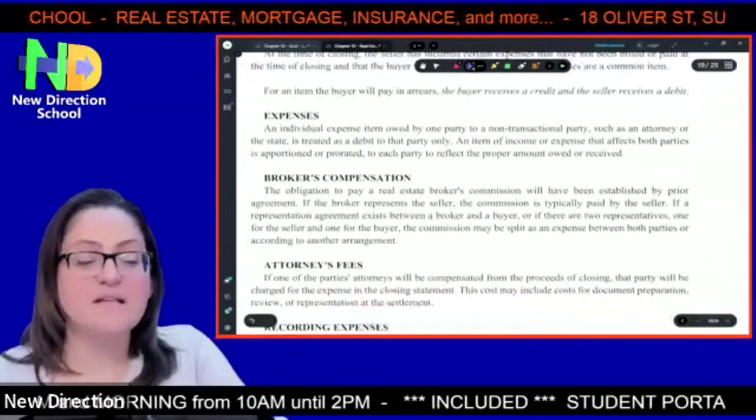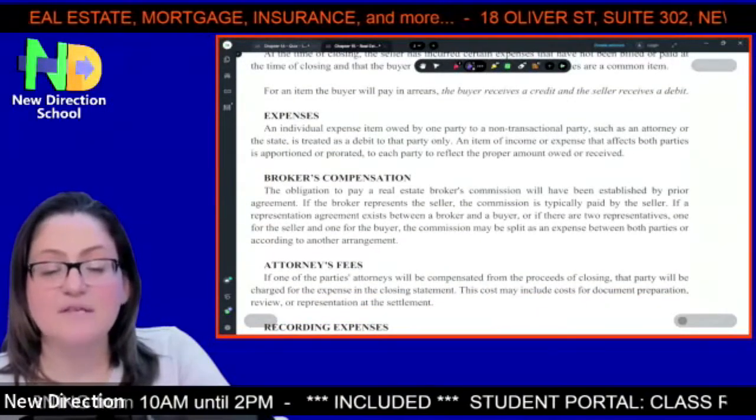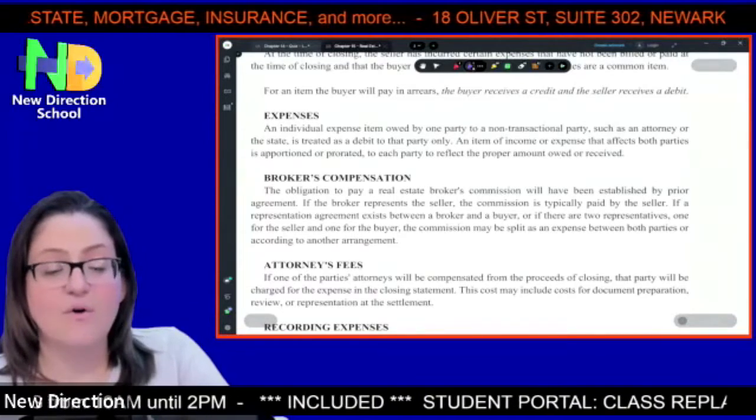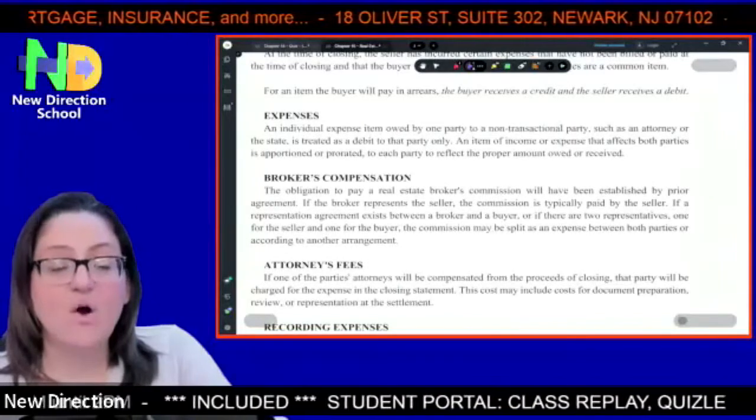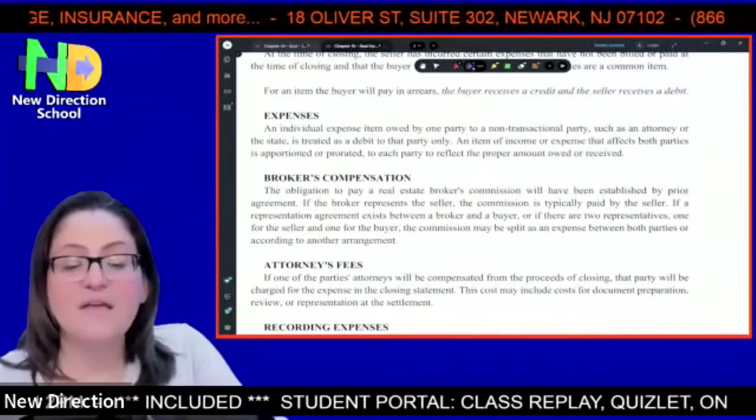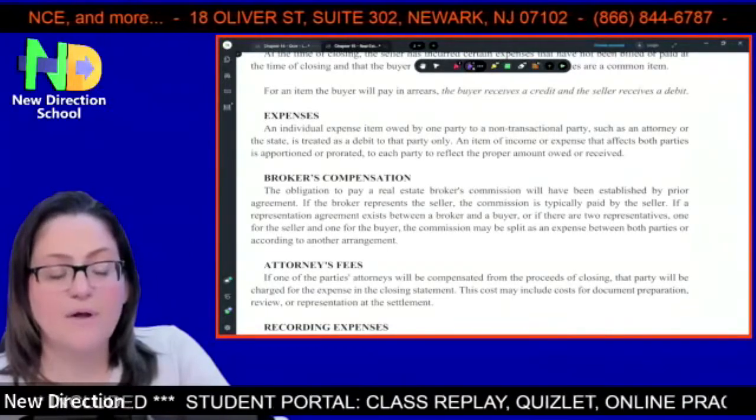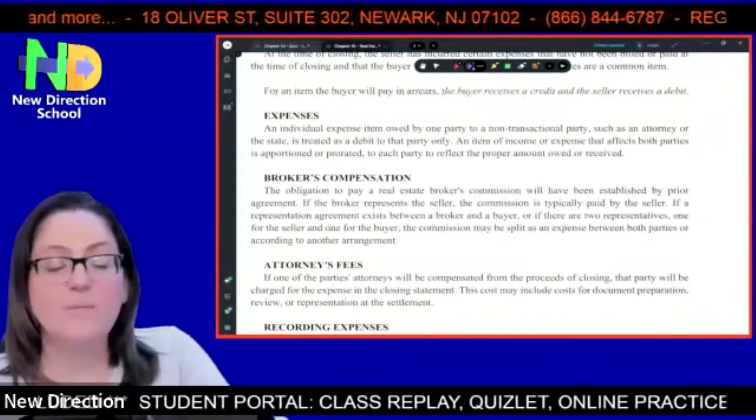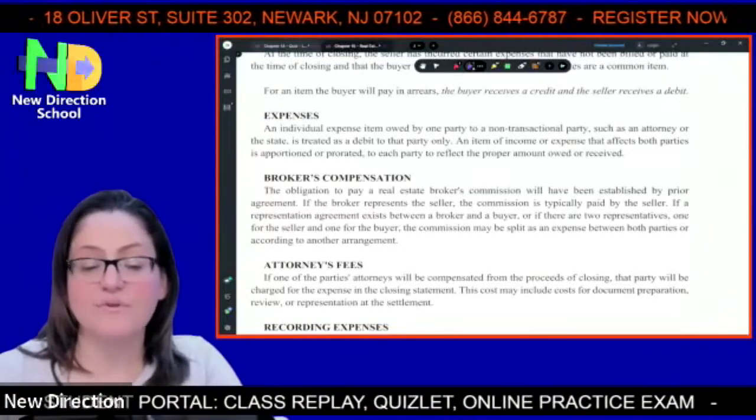Expenses. An individual expense item owed by one party to a non-transactional party, such as an attorney or the state, is treated as a debit to that party only. An item of income or expense that affects both parties is proportioned or prorated to each party to reflect the proper amount owed or received.